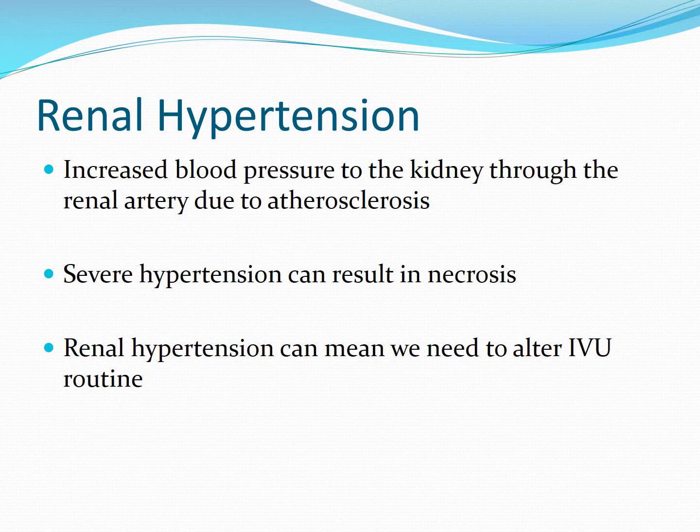If there's an increase in blood pressure to the kidney due to maybe atherosclerosis, severe hypertension can result in the death of kidney tissue called necrosis. And that's not a good thing. And we also have to alter our IVU routine when this happens because the kidney can't take the pressure of the injection of the contrast media, so it's important to know if the patient has renal hypertension and understand the ramifications if we were to inject the patient. We don't want to slam someone into renal failure. We would have to alter our routine for that.